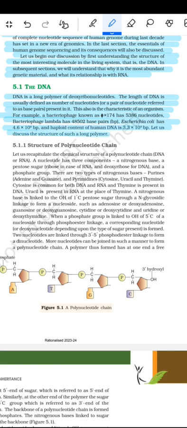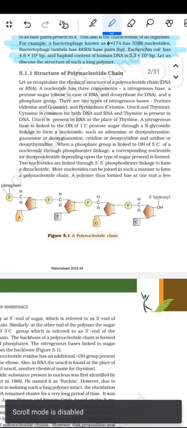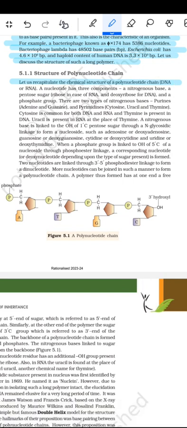Let us discuss the structure of such a long polymer. First, the structure of the polynucleotide chain. So let us recapitulate the chemical structure of a polynucleotide chain, DNA or the RNA. A nucleotide has three components: a nitrogenous base, a pentose sugar, ribose in the case of the RNA and deoxyribose for the DNA, and a phosphate group. There are two types of the nitrogenous bases: purines, adenine and guanine, and the pyrimidines, cytosine, uracil, and the thymine. Cytosine is common for both DNA and RNA, and thymine is present in DNA. Uracil is present in the RNA at the place of the thymine.